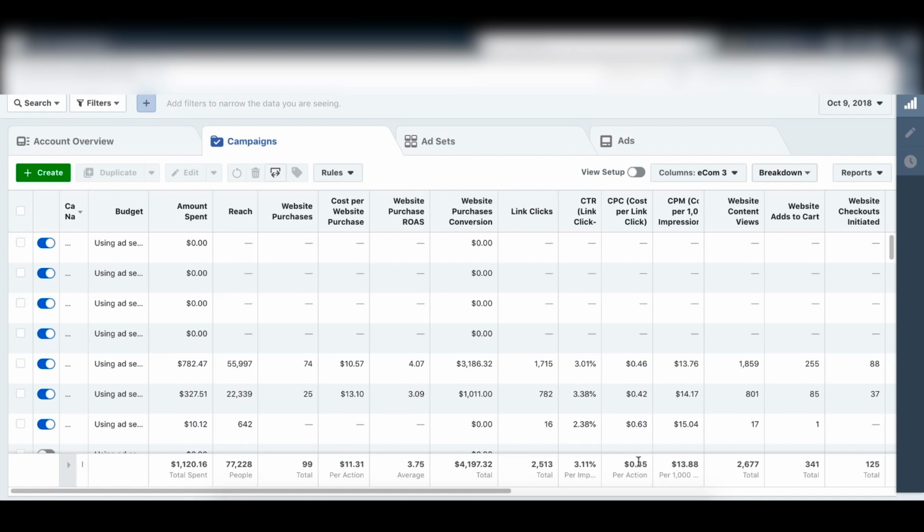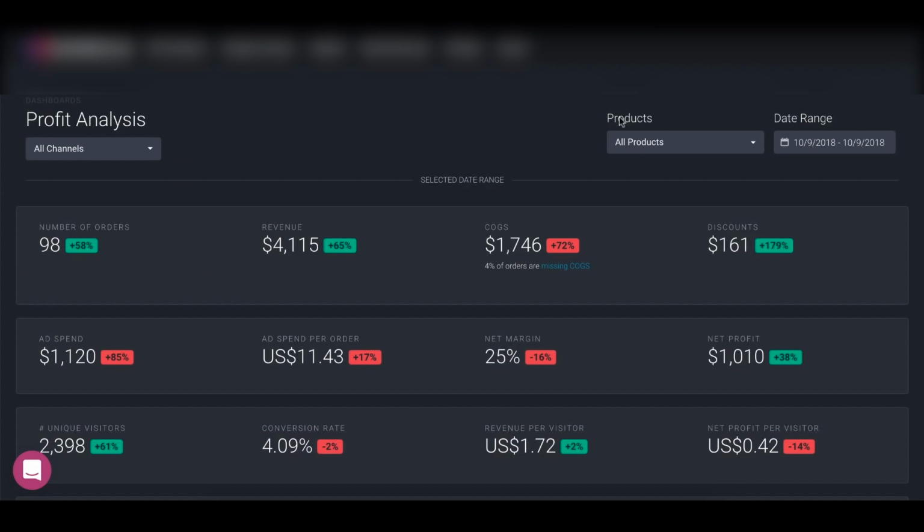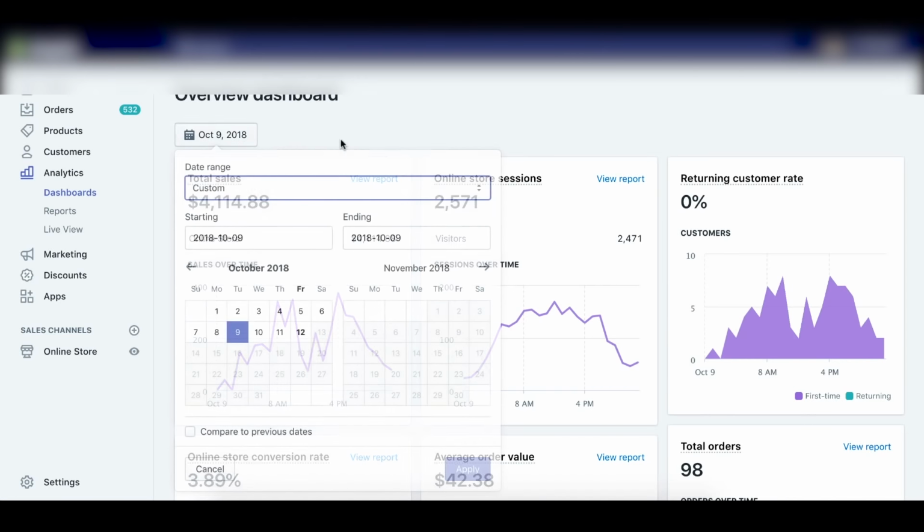The CPC, as you can see, it's 0.45, which is also pretty good. And CPMs are $14. So okay, let's go here to the order metrics. As you can see, 4K revenue, around 1K ad spend, and yeah, 1K profit, 25%. That's pretty good. Yeah, let's go to the next day.